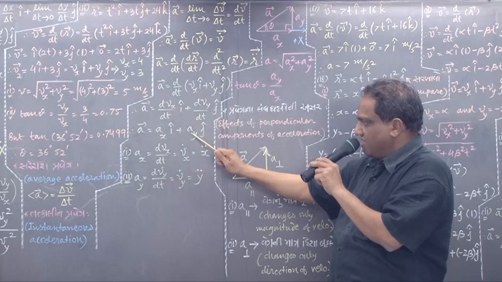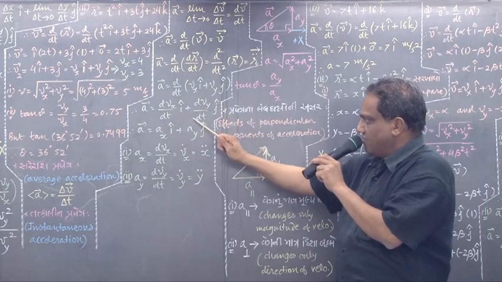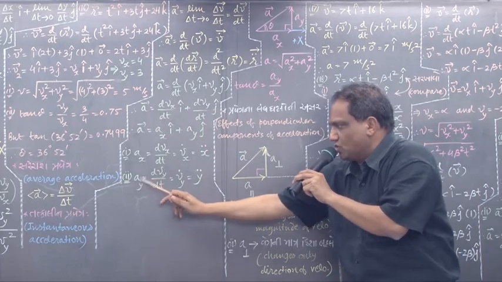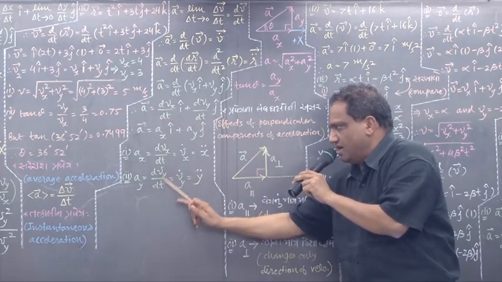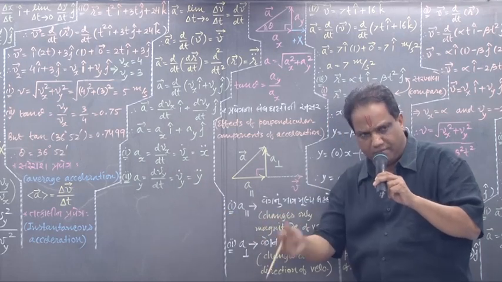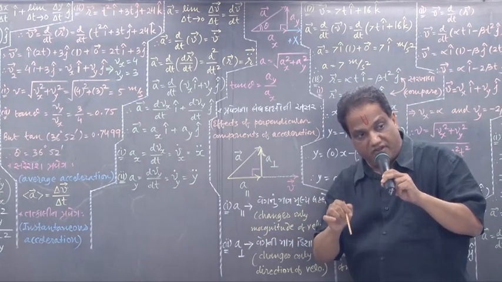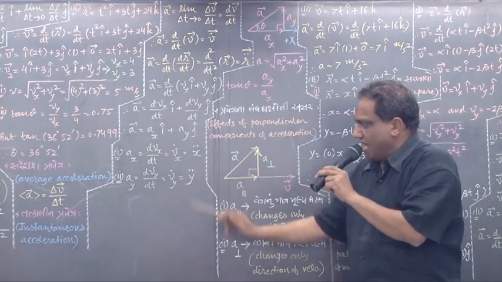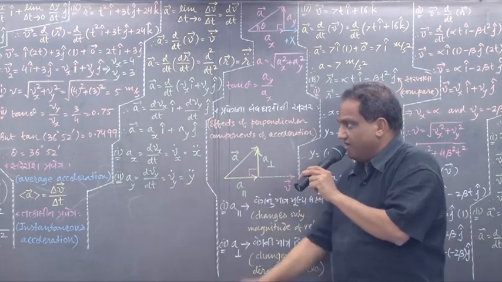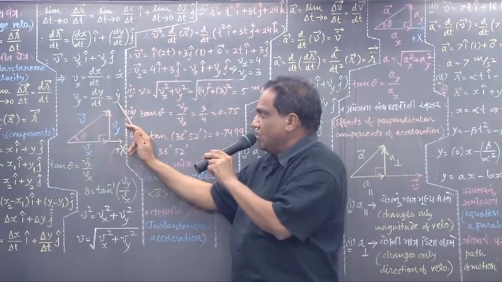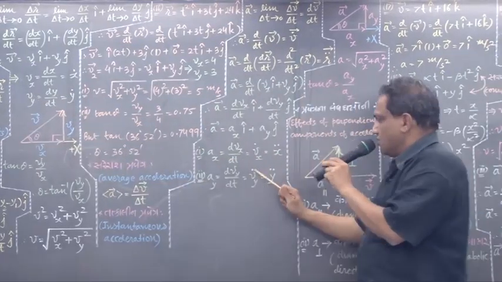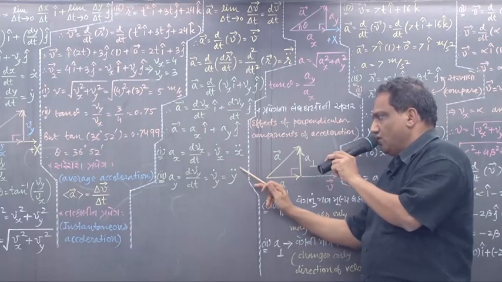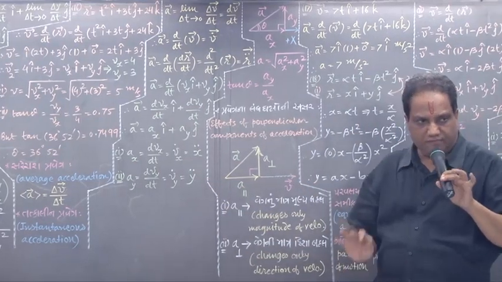Coefficient of j: here it is ay, and here the coefficient of j is dvy by dt. So ay equals dvy by dt, which means d by dt of vy, the derivative of vy. But derivative is shown by the symbol dot, so this is vy dot. And vy itself is y dot. This dot I am putting already, and this vy is nothing but y dot. So altogether it is y double dot.